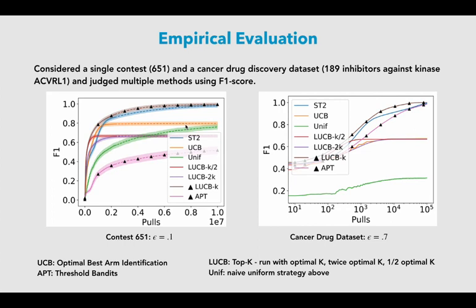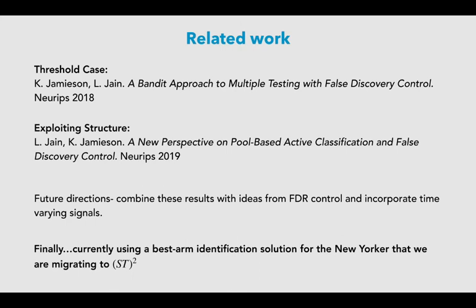So these were pretty promising empirical results, and I just want to put this work in a little bit of context. I have studied other methods for returning many discoveries, and in the threshold case, this was a paper 2 years ago in Europe, which was a banded approach to multiple testing with false discovery control, which was focused on the setting of multiple hypothesis testing where you want FDR control. There's also a paper last year where we thought about the setting where we have structure on our arms, and this was a paper on a new perspective on pool-based active classification and false discovery control. And in future directions, I'm interested in combining the results from the all-epsilon problem with FDR control in multiple hypothesis testing, and also incorporating time-varying signals, which often arises in A/B testing settings.